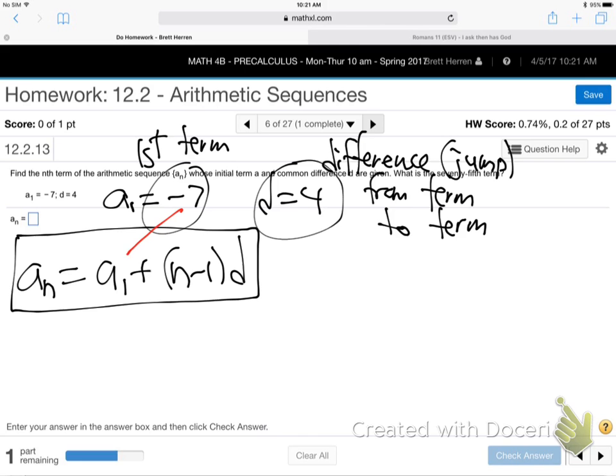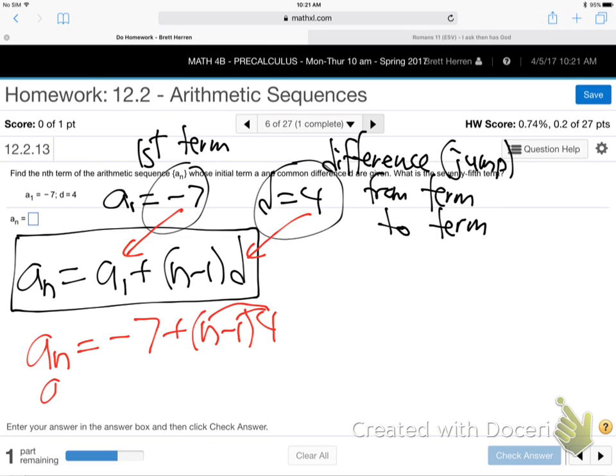Say, oh, okay, this is minus 7, D is 4. So then the A sub n formula they're looking for is minus 7 plus n minus 1 times 4. Is that good so far? And then I just distribute and gather like terms. So A sub n is, what would that be, minus 11, huh?